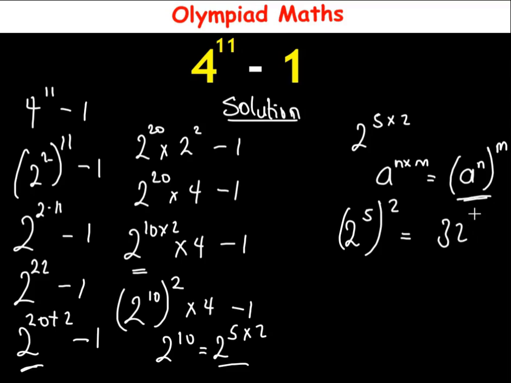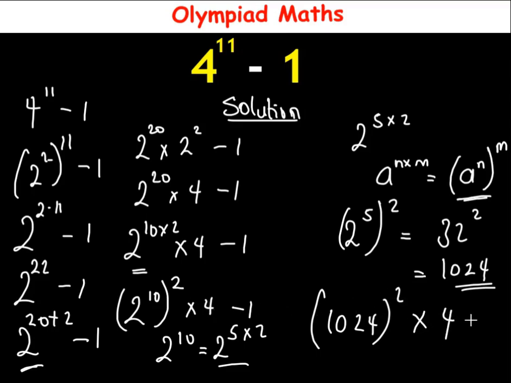So we then have 32 squared. And from here, 32 squared is 1024, right? So in summary, 2 raised to power 10 is equal to 1024. So in place of 2 power of 10, we can bring in 1024. So we're going to have, in brackets, 1024, then power of 2 multiplied by 4, then minus 1.